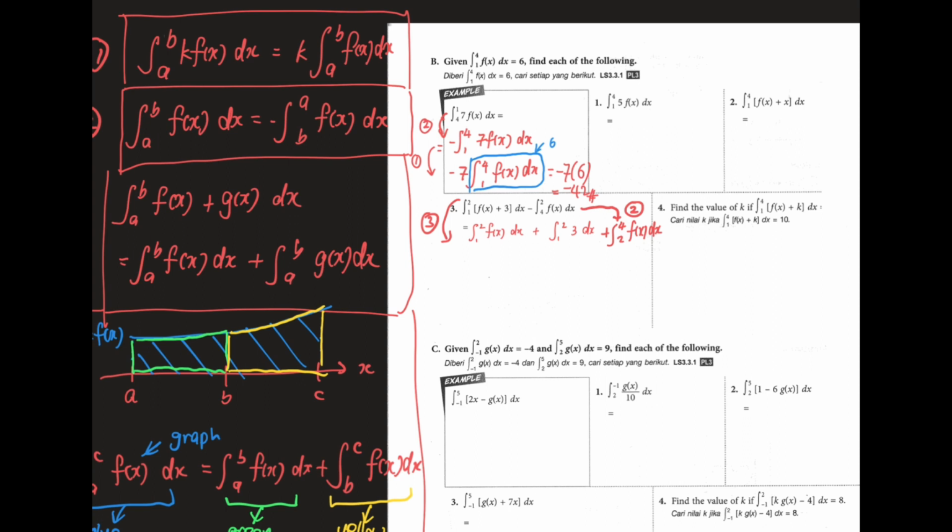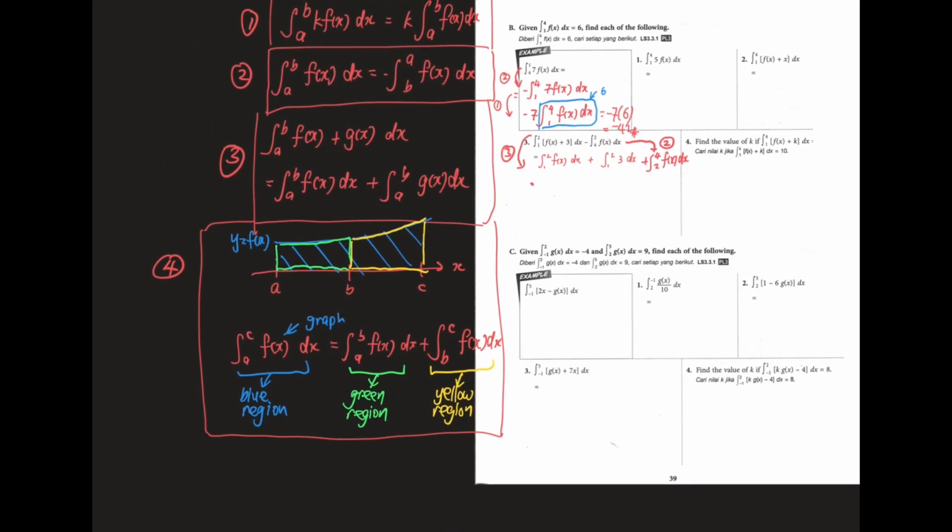Maybe you are also wondering, what is the reason for turning the limit upside down? I want to use formula number 4. You see how I use it. Before I use it, let's say I gather up the integral from 1 to 2 of f(x) dx and the integral from 2 to 4 of f(x) dx. I gather up these two first. The integral from 1 to 2 of 3 dx, this one I put at the back.